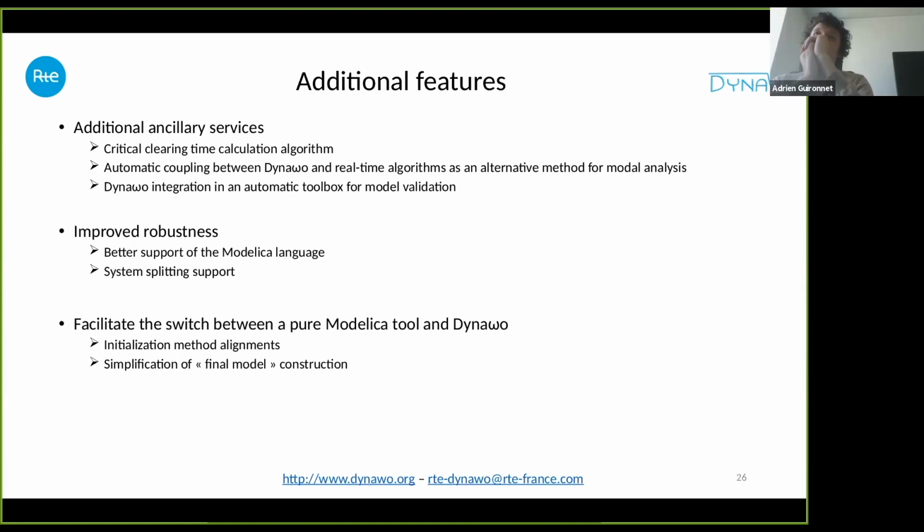We also work on robustness to try to support a larger range of the Modelica language, and also to be able to disconnect the system into different parts during the simulation. And the last but not least point is to ease the transition between generic Modelica tools, OpenModelica, Simula, and Dynawo. So the two main questions here are initialization, and whether we should find a way to align the methods used, and also trying to simplify the way we build final models in Dynawo, so that people can switch from OpenModelica to Dynawo and use Modelica in Dynawo in an easy way.